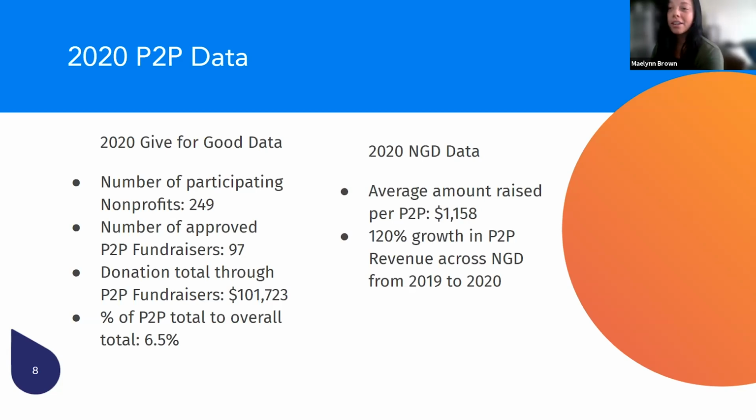Actually looking at the data from 2020 compared to 2019, the revenue growth was 120% on processed donations through peer-to-peer pages. So we have seen across our company that the more fundraisers are being created, there is a huge growth in donations that are coming through to those pages. So definitely worth keeping in mind.